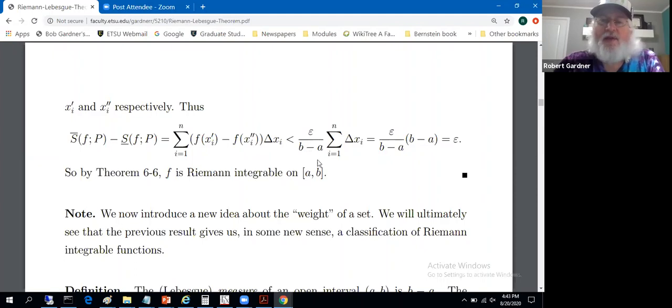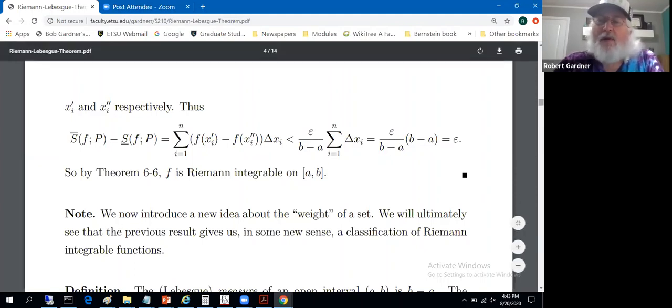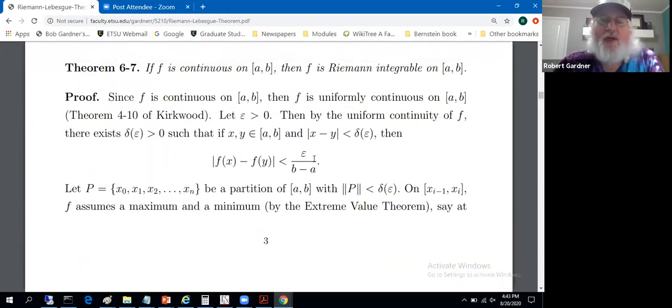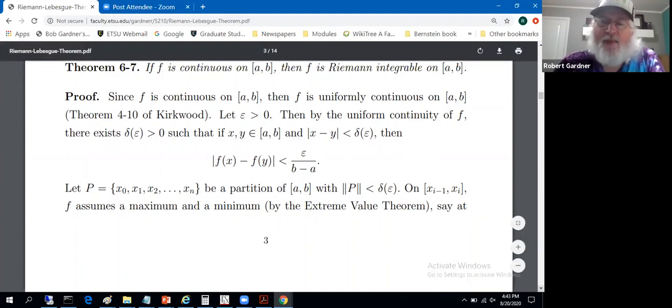Why do we choose epsilon over b minus a up here? Oh, to make this work, to get the cancellation there. So when I reverse engineer it, we could have put any positive thing we want there. We chose to put epsilon over b minus a there because that's what worked downstream in this computation.